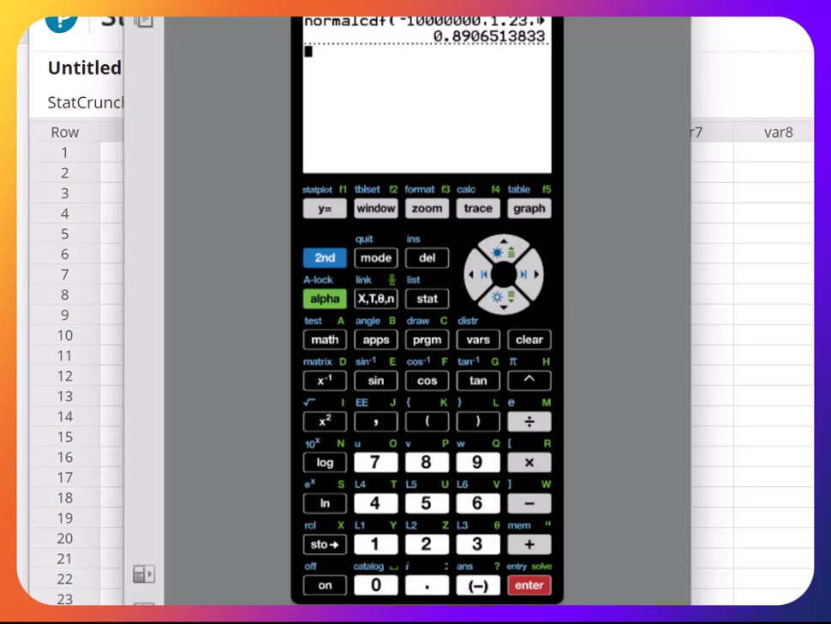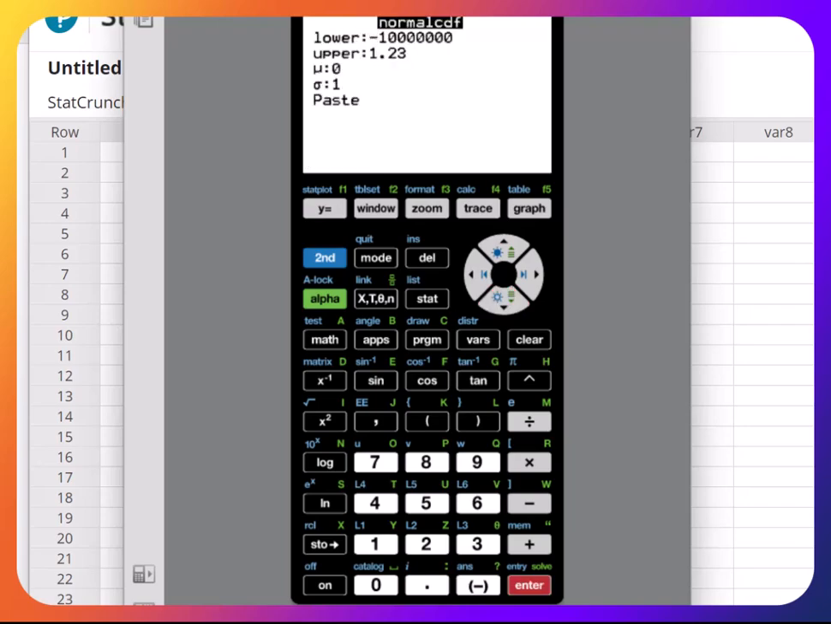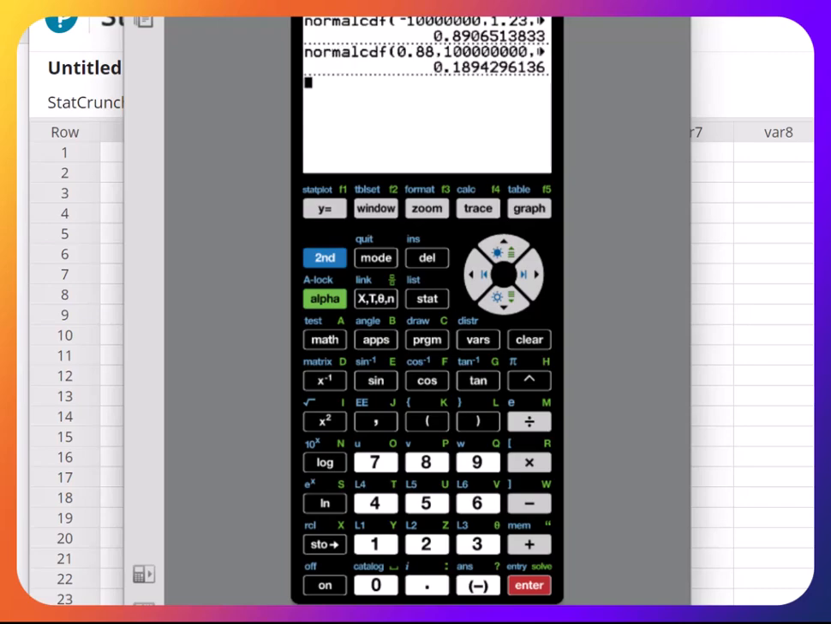The next question is find the probability of z greater than 0.88. Greater than 0.88 means 0.88 and up. So your lower bound will be 0.88 and your upper bound will be a million. Let me just do that. Oh, sorry. Second, inverse normal CDF. So 0.88, a million, and then 0, 1. And here you go.